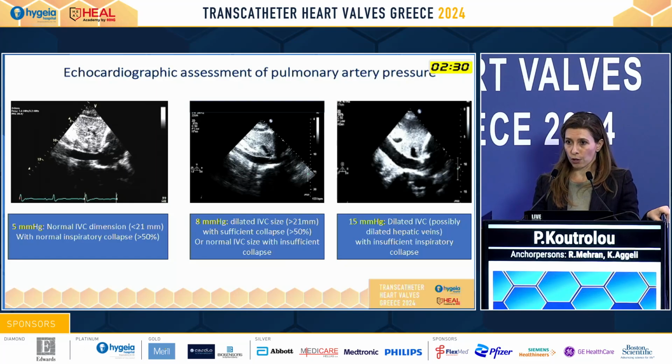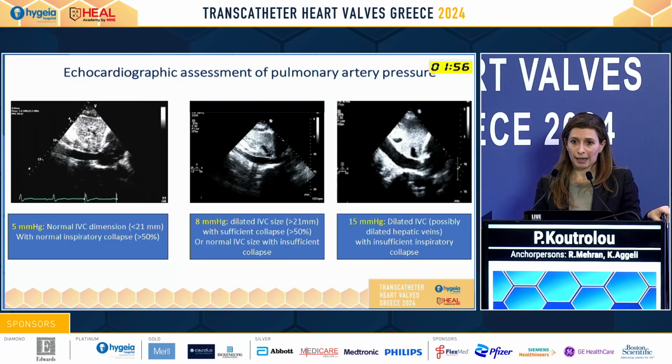I'm pretty sure that everyone knows that by seeing the inferior vena cava and measuring the diameter, as well as the inspiratory collapse, we can approximate how much is the pressure inside the right atrium. So when the IVC is less than 2.1 centimeters and the inspiratory collapse is more than 50%, then we say that this pressure is 3. When the IVC is more than 2.1 centimeters and the inspiratory collapse is less than 50%, then we say it's 15. And in between we have 8.